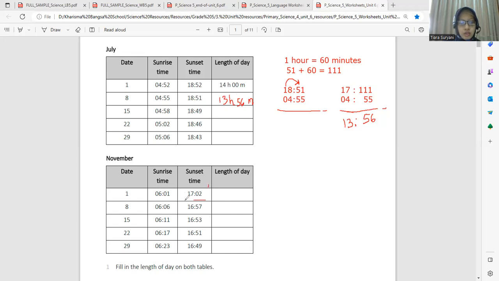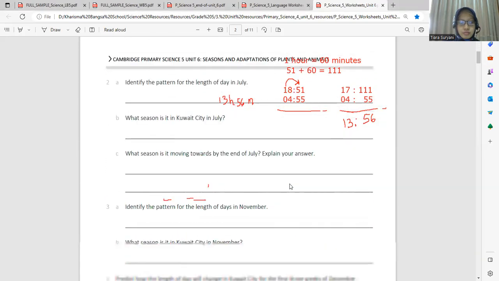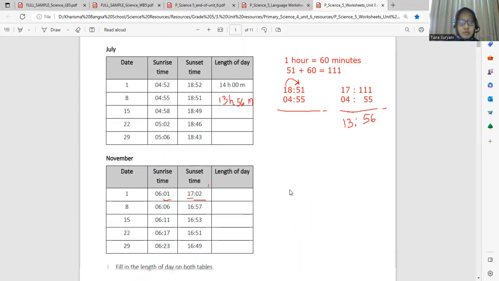For this one it is easier. You just need to subtract the minutes with the minutes, and then the hours with the hours. Hopefully you can succeed. On July, the day is getting shorter, right? From 14 hours to 13 hours and 56 minutes, it's getting shorter. What about the length of day in November? It is 17 minus 6 equals 11 hours and 1 minute, because 2 minutes minus 1.